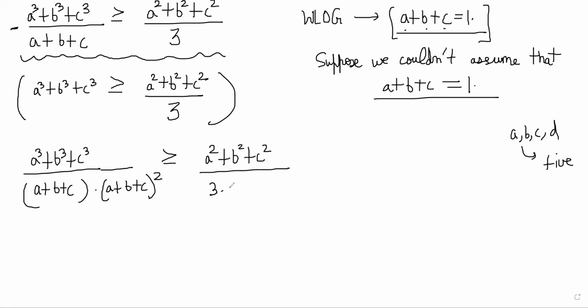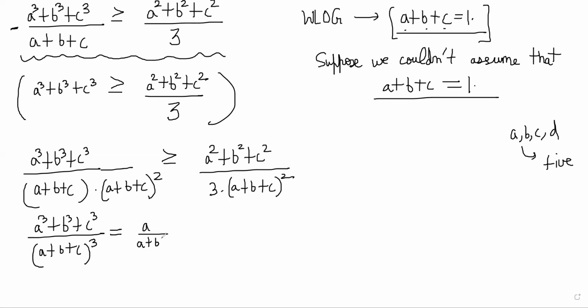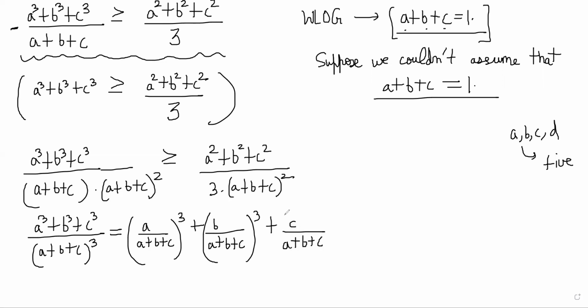I'm putting a 3 into (a + b + c)² here, right? So if I do that, the left hand side becomes a³ + b³ + c³ by (a + b + c)³, which can be written as a by (a + b + c)³ plus b by (a + b + c)³ plus c by (a + b + c)³, right? Okay, this is the left hand side.